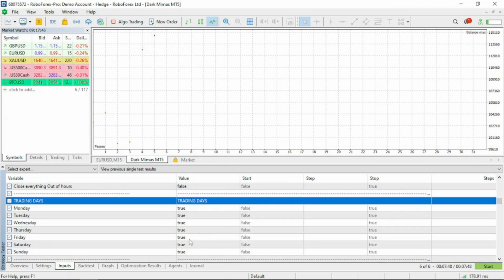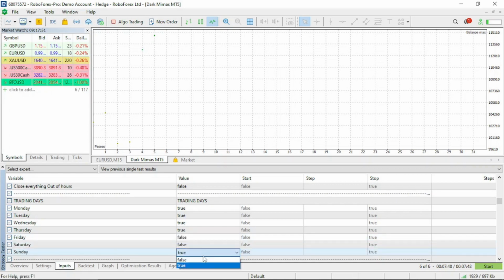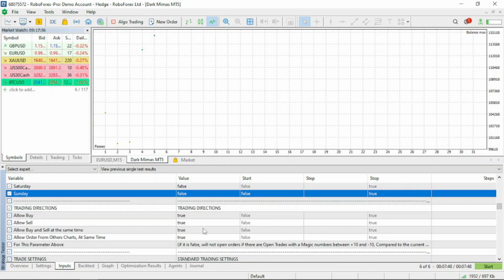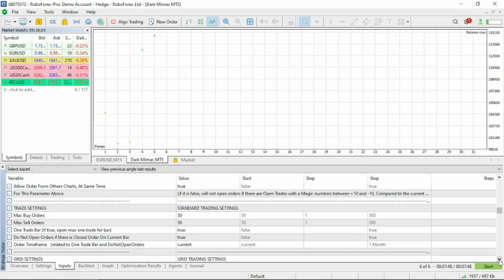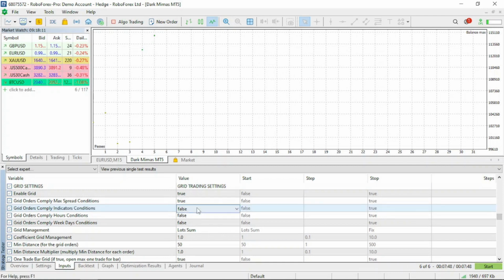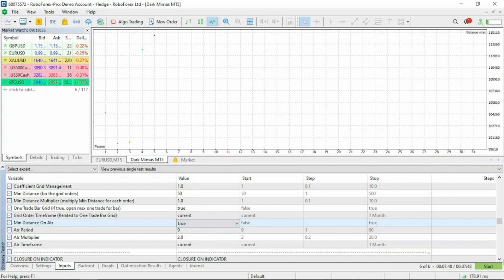Firstly, under trading days, I'm going to select Friday, Saturday, and Sunday as false. Next, under trading directions, I'm going to change allow buy and sell at the same time to false. This will limit the amount of trades placed, as it's only allowed to trade in one direction. Next, under our grid settings, first, grid order must comply with indicator conditions. Minimum distance on the grid is going to be changed. And last but not least, the ATR period.